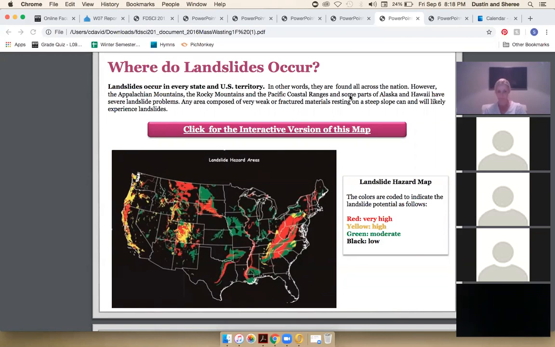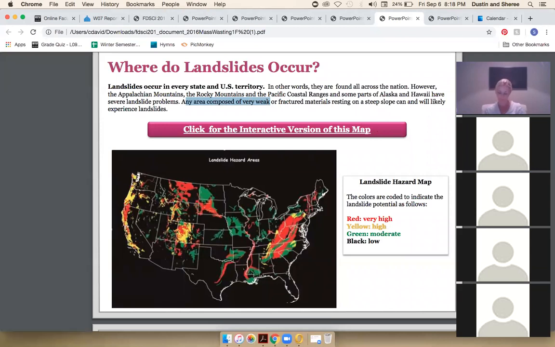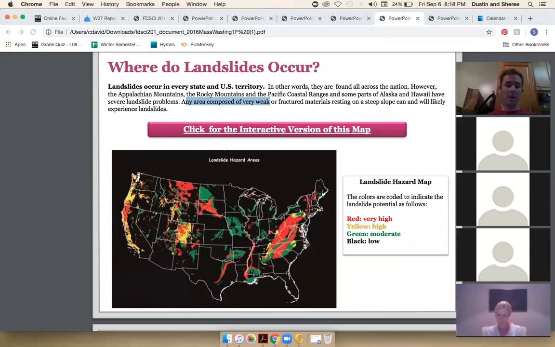So looking here again, you can see the Appalachian Mountains, the Rocky Mountains, Pacific Coast Range, parts of Alaska and Hawaii that have severe landslide problems. They say any areas composed of very weak or fractured materials resting on a steep slope can and will likely experience landslides. So basically mountains, where you have mountains, that's where you're going to have it. Okay? Any questions on that? Make sense to everybody?